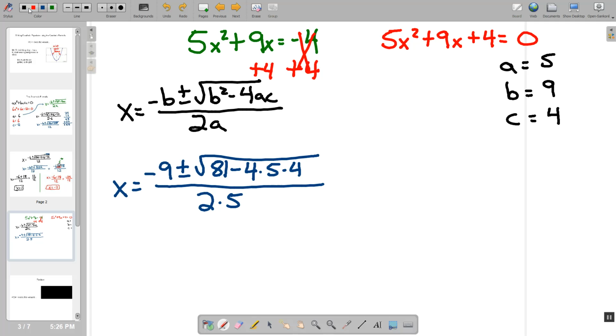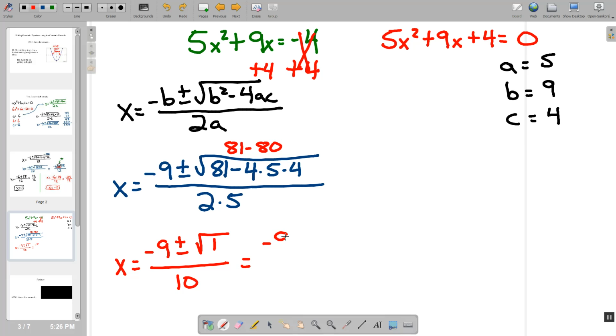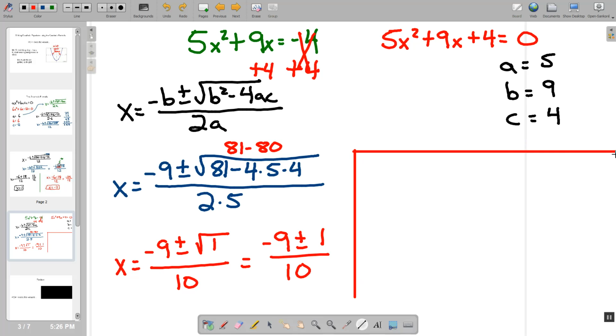So let's simplify. X is equal to negative 9 plus or minus, okay, so 4 times 5 is 20. 20 times 4 is 80. So this becomes 81 minus 80. So I get the square root of 1 all over 10. The square root of 1 is just 1. And now I am ready to do my two solutions.